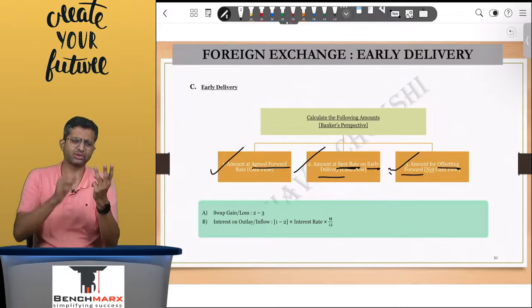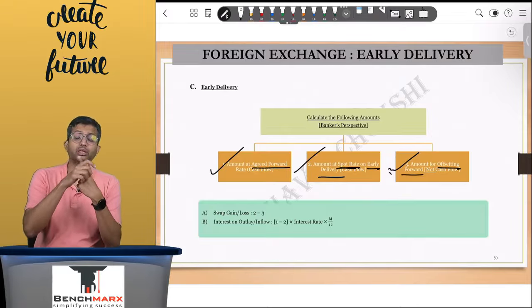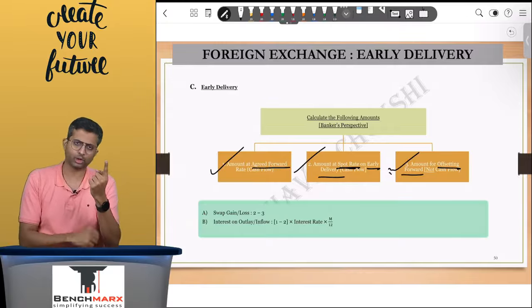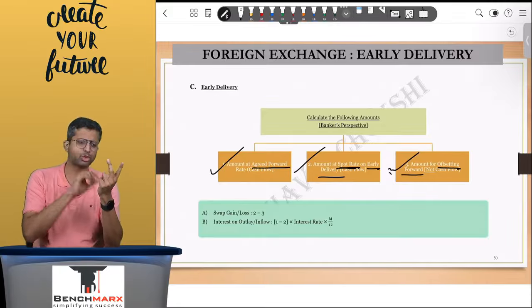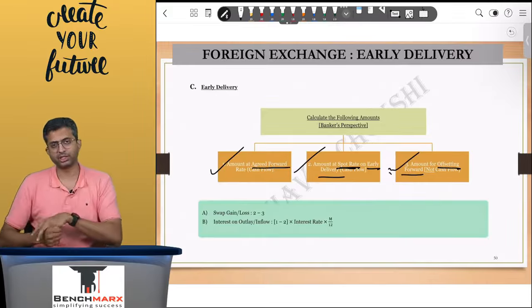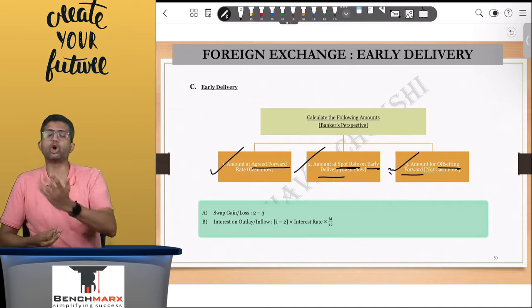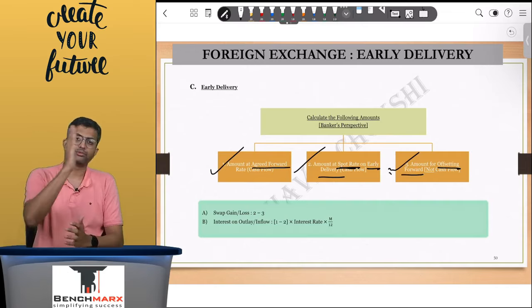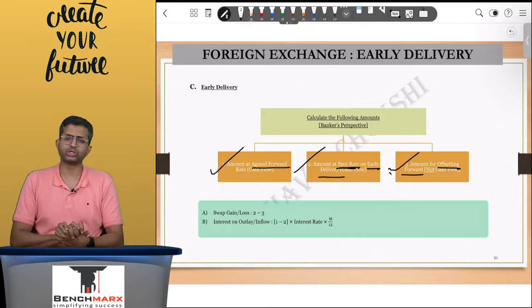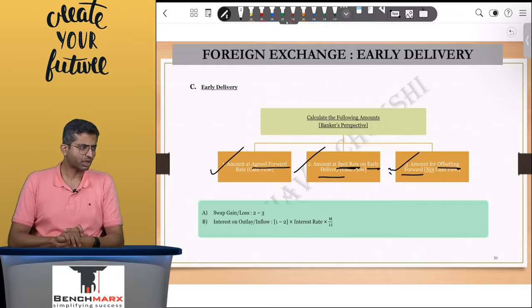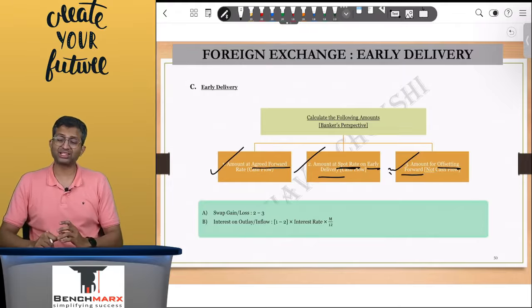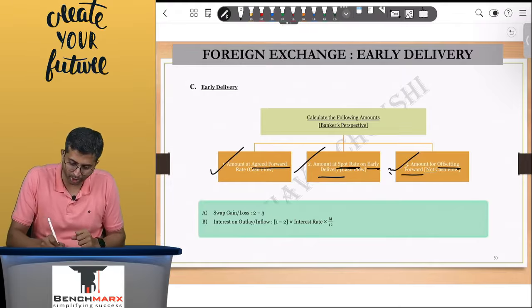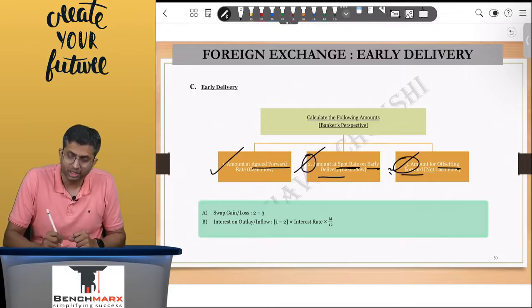So there are three things. First, you try to find the amount at the agreed forward rate on 20th February. Second, you try to find the amount at the spot rate again on 20th February. And third, you try to find the amount on the offsetting forward which was taken for your original contract. Now, as per FEDAI, you will have to take two things. First is you will have to determine the swap loss. Swap loss is the difference between 2 and 3.